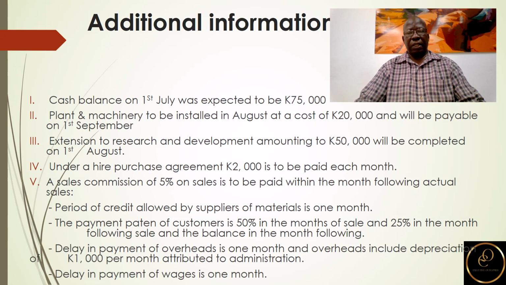Under that, there are sub-notes indicating that the period of credit allowed by suppliers of material is 1 month, and the payment pattern for customers is 50% in the month of sale, 25% in the month following the sale, and the balance in the month following. We are also informed that there is a delay in payment of overheads of 1 month, and overheads include depreciation of 1,000 kwacha per month attributed to administration. Also, the delay in payment of wages is 1 month.